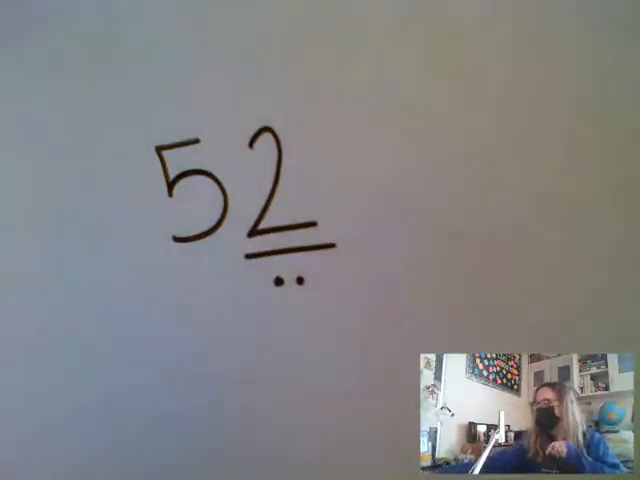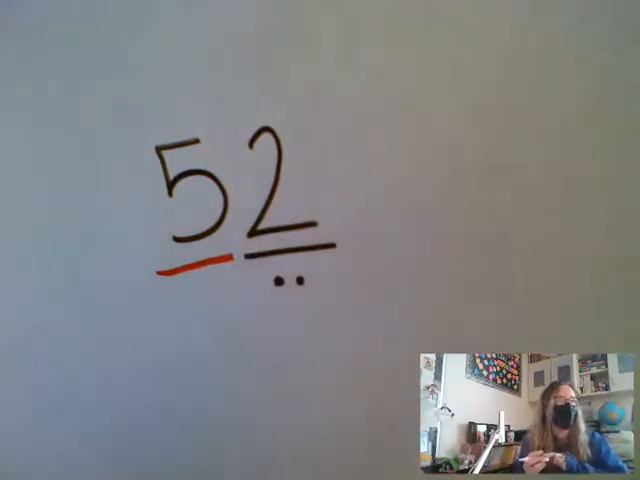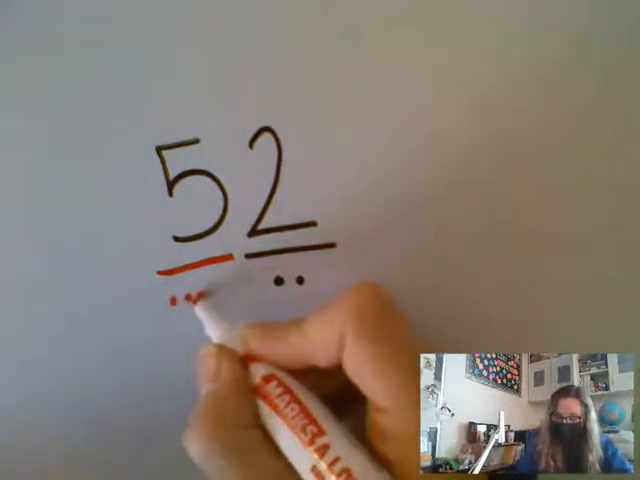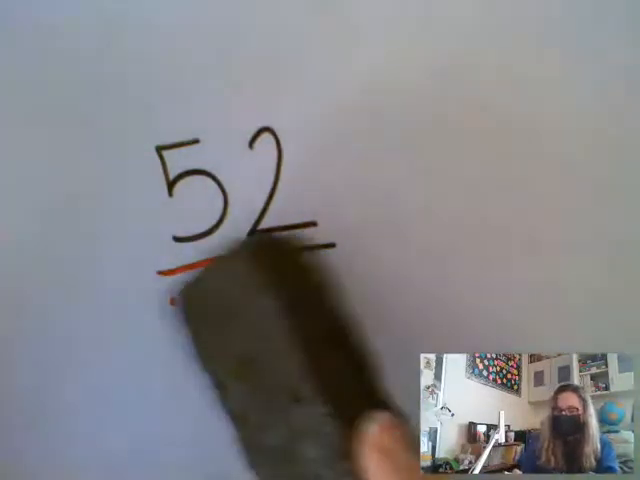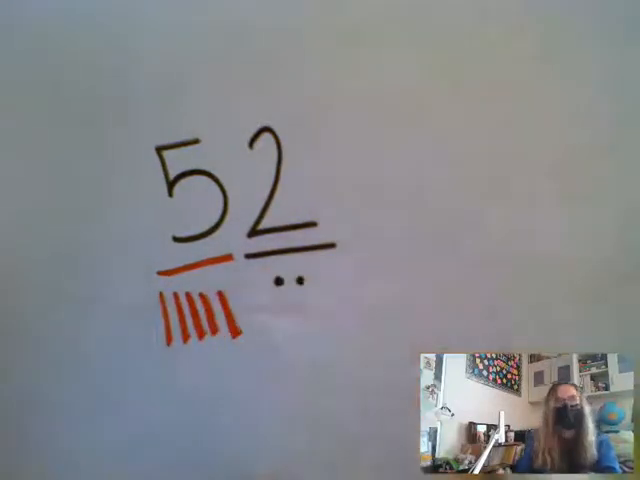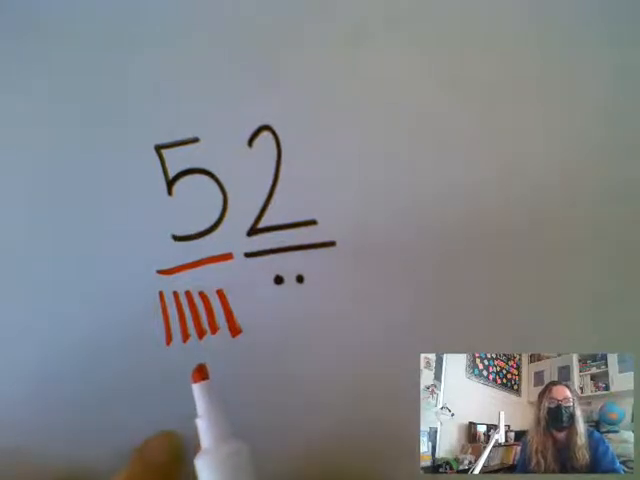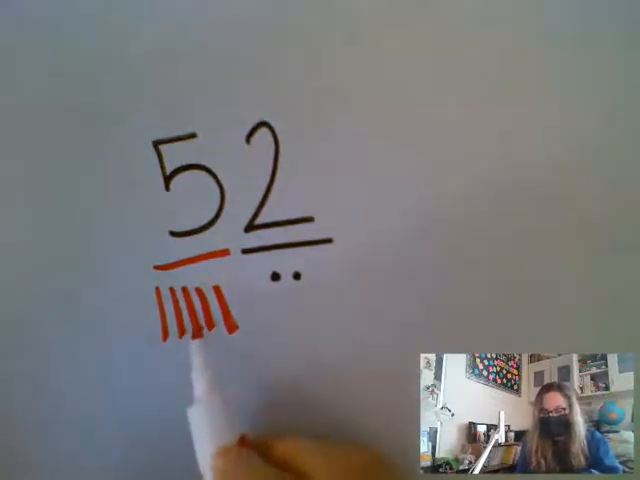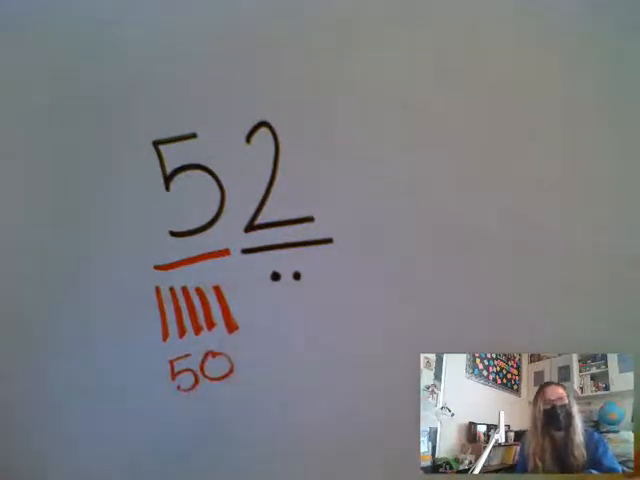Fantastic. Now, what is the value of this underlined digit? Faith? 5. Well, it's not 5, because that would be 1, 2, 3, 4, 5. But this isn't a 5. It's in the tens place. So it's 5 tens, right? So it's 1, 2, 3, 4, 5 tens. So what is its value? What is it worth? 10, 20, 30, 40, 50. Do you see that now? So the value of this number is 50.